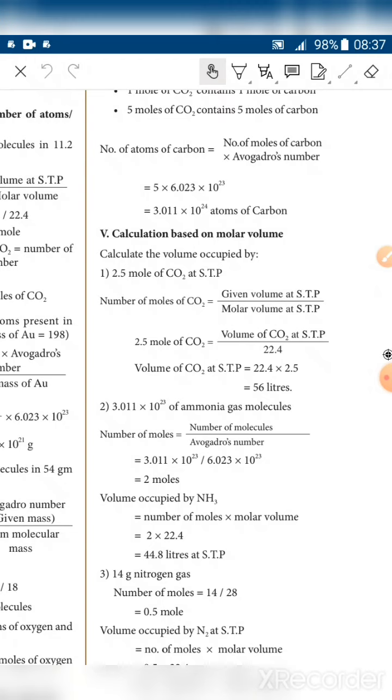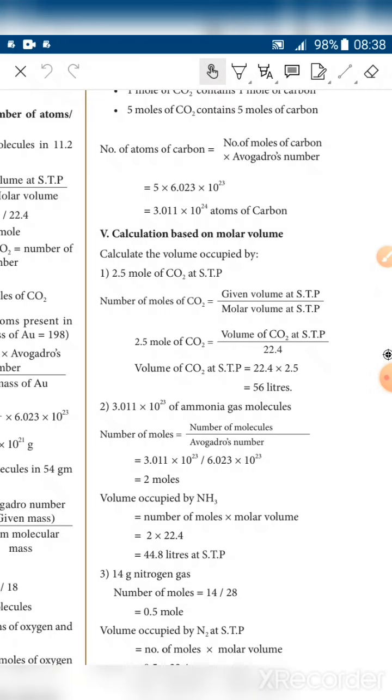The Avogadro value is 6.023 × 10^23. When you cancel, you will get 2 moles. 2 moles will be obtained. So the volume occupied by ammonia is number of moles into molar volume, that is 2 into 22.4, 44.8 liters at STP.